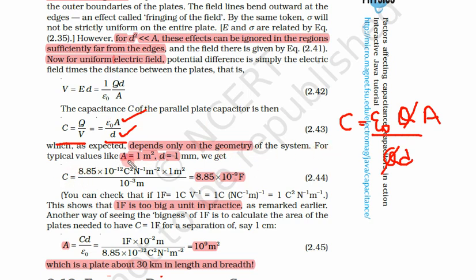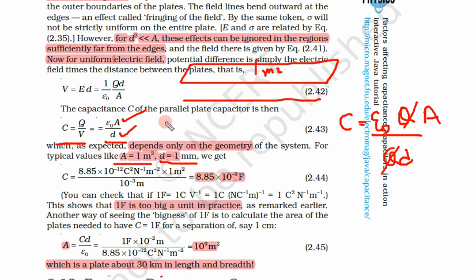For typical values, let us take area equal to 1 meter square. The area is quite big and the distance between them is 1 millimeter. So we have two plates which have very large area, 1 meter square. Another plate is just below it, which is also 1 meter square. This area is not the area of two plates, this is the area of one plate. If you add, the total area is 2 meter square, but we always take the area of either plate. So this is 1 meter square, and the distance between them is 1 millimeter.